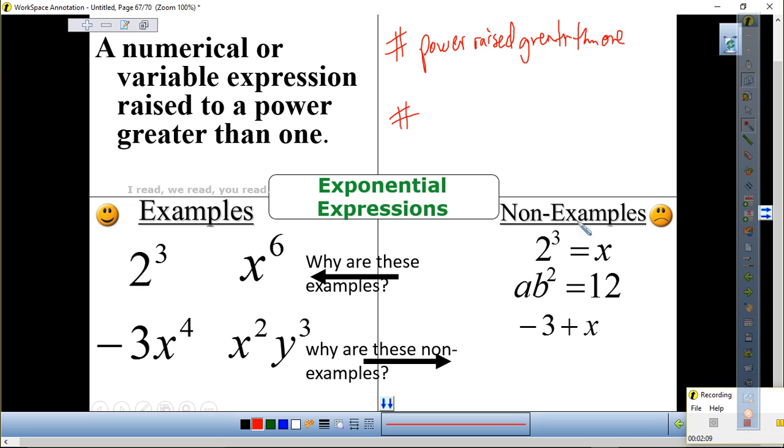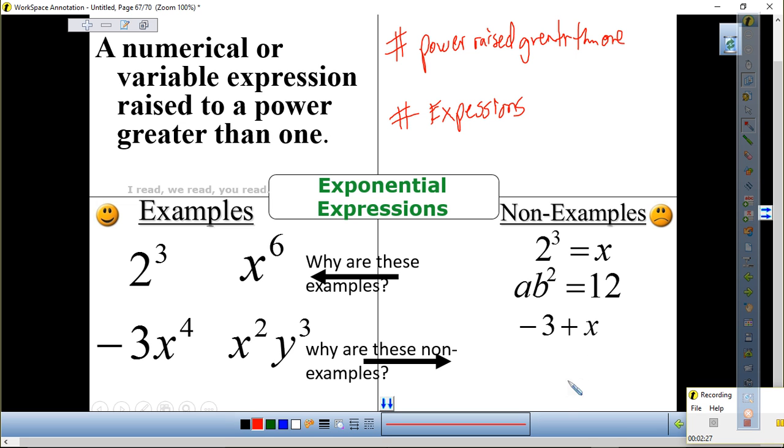Look at the non-examples and look at the examples. What will be the other one? Bam. Hashtag expressions. Okay, we got this? Yes, Mr. Q. All right, good. All right, so let me move on.